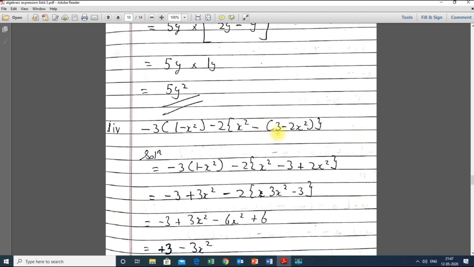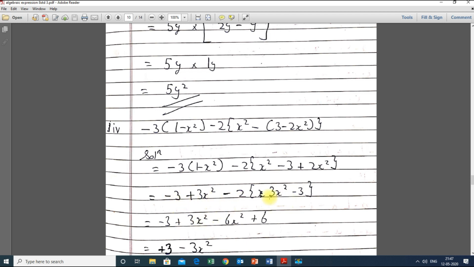So minus into 3 is minus 3. Minus into minus 2x square: minus minus becomes plus, and plus 2x square. Now x square minus 3 plus 2x square, here I keep as it is. Now I multiply in the next step. I multiply this particular part. Minus 3 into 1 is minus 3. Minus into minus is plus 3x square. Minus 2x square plus 2x square is 3x square minus 3 as it is. Now minus 3 plus 3x square as it is.